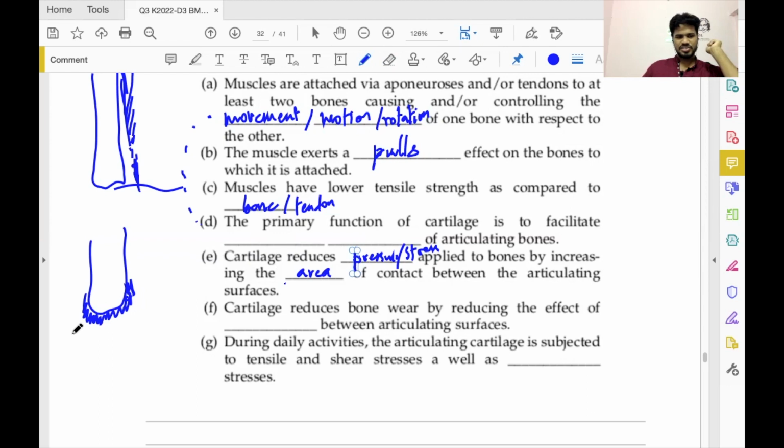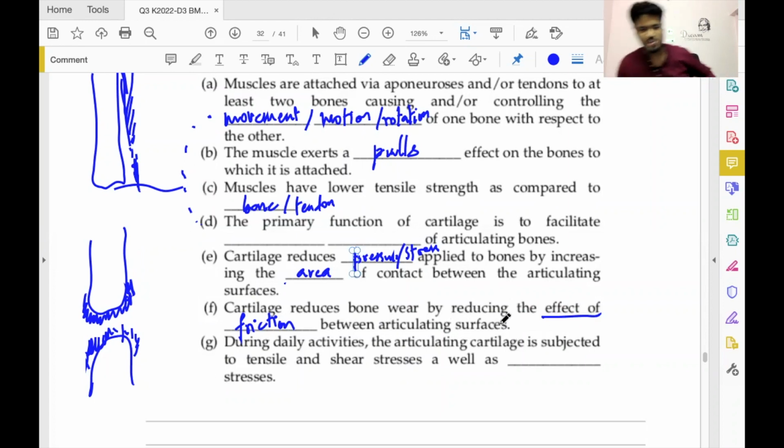But for cartilage, there is one more bone here. It is surrounded by this cartilage, and this is slightly of a higher area. The cartilage reduces bone wear by reducing the effect of friction between articulating surfaces. This should be friction, I guess. Yeah, this is friction. You could also say it reduces wear by reducing friction, by reducing again stresses between articulating surfaces. Okay. If effect of is there, friction is better.